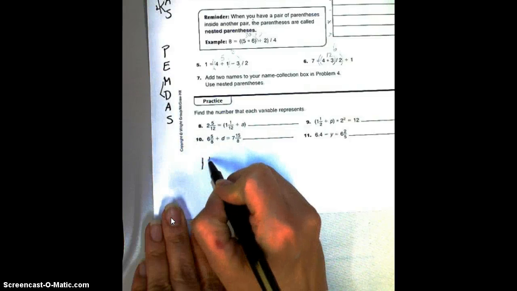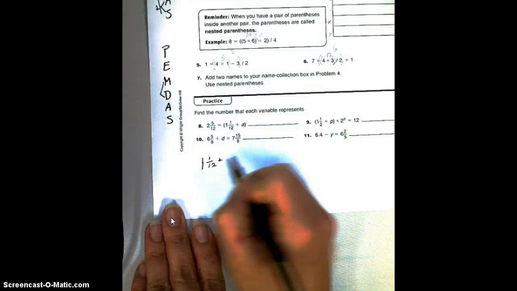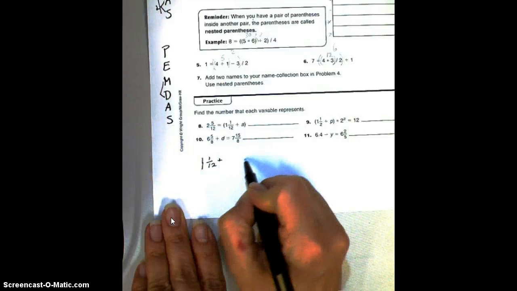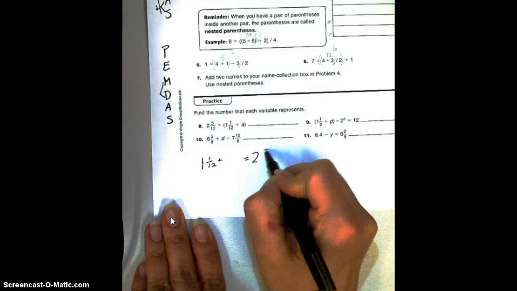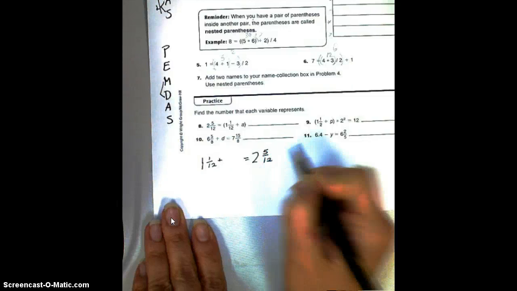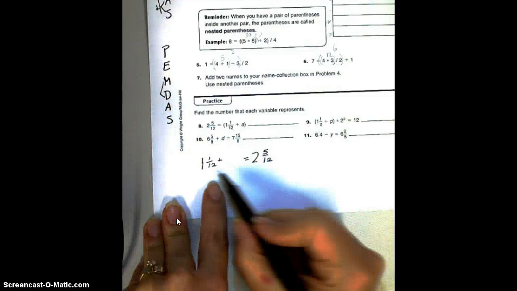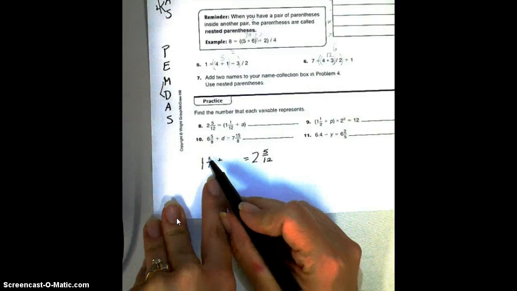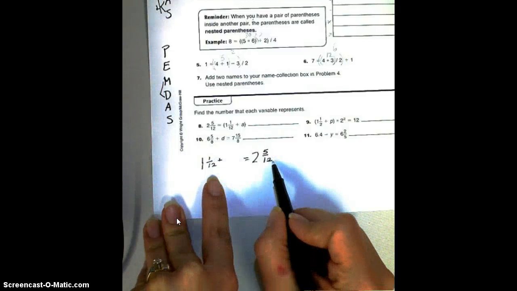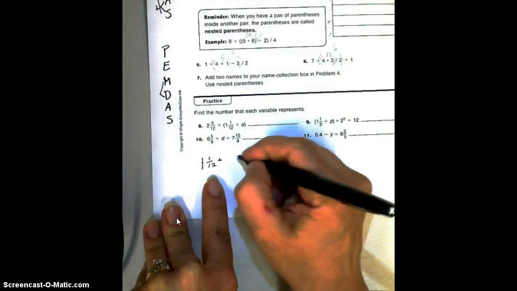So I'm going to do 1 and 1/12 plus something. I'm going to leave that A blank equals 2 and 5/12. So I'm going to focus on the 12ths first. 1/12 plus something to equal 5/12. I think I want 4/12 here.